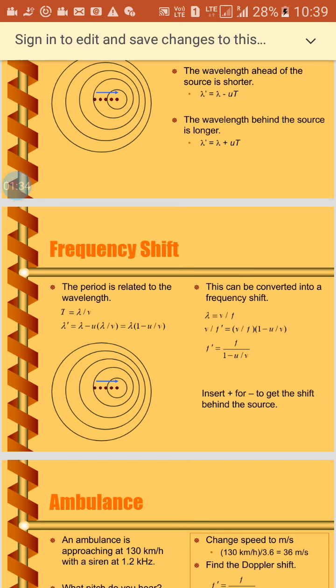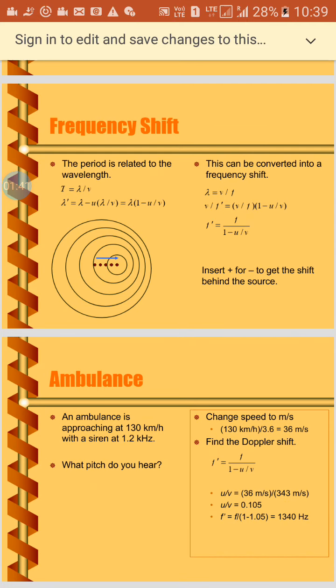Okay, now there is a source and we have a frequency shift. The period is related to the wavelength, and it is equal to lambda divided by v, where lambda is the wavelength and v is the velocity. Now lambda dash is equal to lambda minus uT.